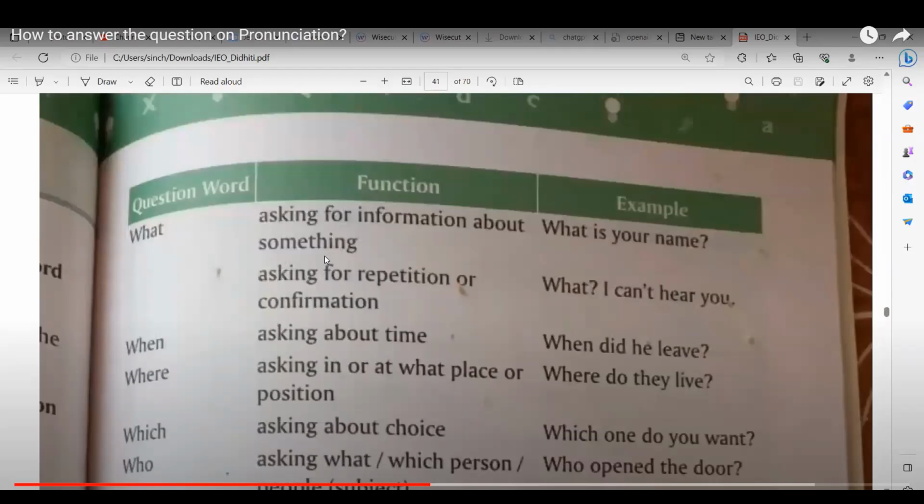Can you give me another example with what, Ashmita? What are you doing? Very good. Excellent. So why do we ask what? Because we need some information about something. Like you told me, what is your name? So I don't know what is your name. So I'm asking, what is your name? So I need the information regarding your name. Excellent, Ashmita. Okay.